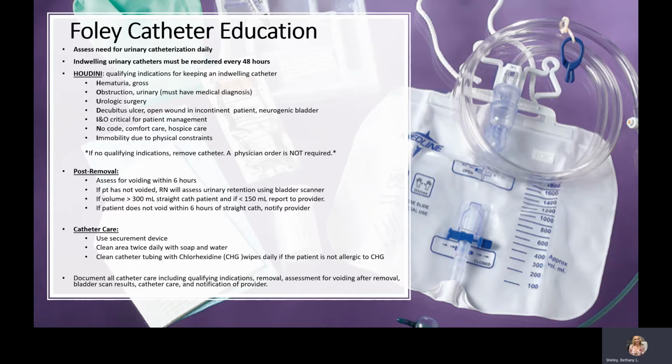When we are assessing the need for the urinary catheter, we can simply use the acronym HOUDINI, and this will determine whether or not the patient has qualifying indications for keeping the indwelling catheter in place. You can assess to see if the patient has gross hematuria, if they have a medical diagnosis of urinary obstruction, do they have a history of urologic surgery, do they have a decubitus ulcer or an open wound and they are incontinent, or do they have a neurogenic bladder?